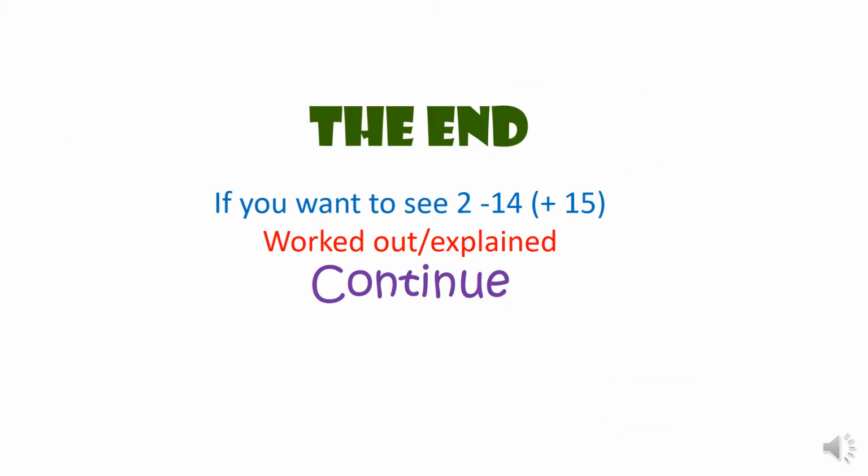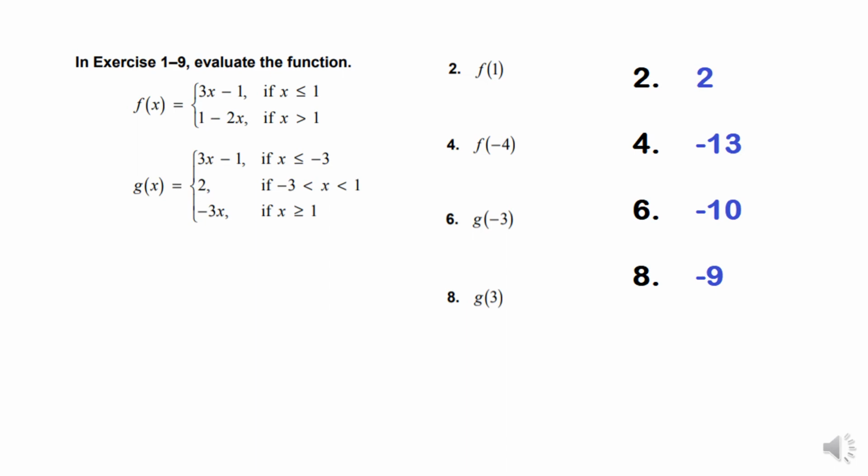Okay, so this is the end of this PowerPoint, and I'm going to go on to explain the rest of the answers. So the first thing I'm going to look at for number 2 on the ones that were assigned is that I'm looking at this function, okay, and I'm looking at x equals 1. So I have to look at the domain, when does x equal 1, and that applies to this function. So I plug the 1 in, 3 times 1 minus 1, 3 minus 1 is 2.